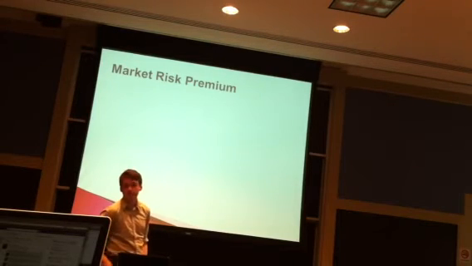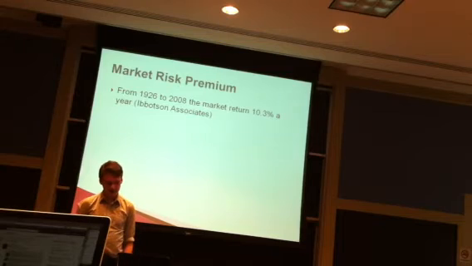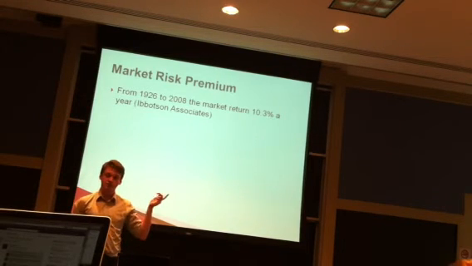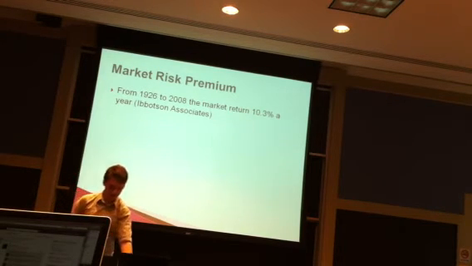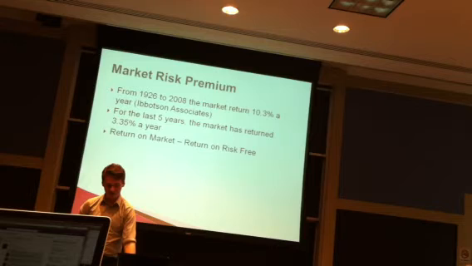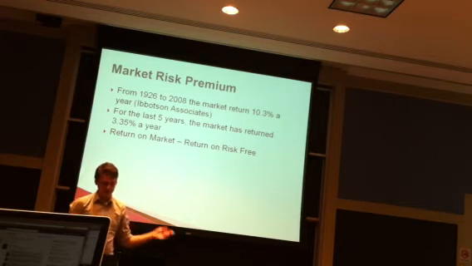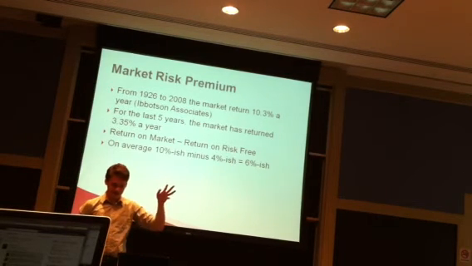Okay, market risk premium. Basically, we talked about that: it is what the market in general needs to generate over and above the risk-free rate. So here's my logic. From 1926 to 2008, there's a 10.3% return. So you guessed 10 to 12. Yeah, that's about 10.3%. In the last 5 years, it's returned 3.35% a year. So it's not always the same. But the return on market minus the risk-free rate is what we're looking for, the market risk premium. So I'm going for 10-ish minus 4-ish, which is the treasury rate, is about 6-ish.